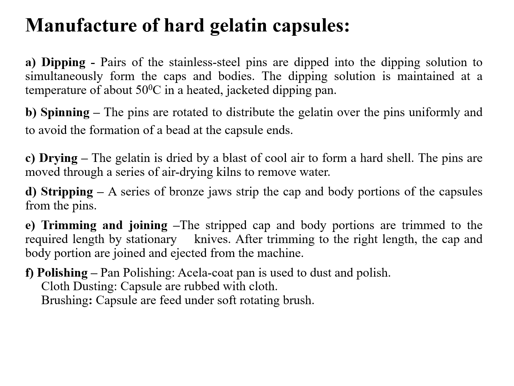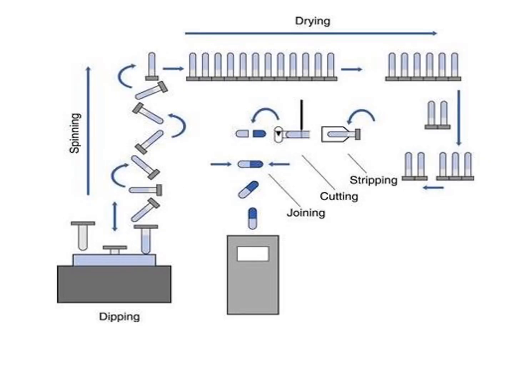Stripping. A series of bronze rows strip the cap and body portions of the capsule from the pins. Trimming and joining. The stripped cap and body portions are trimmed to the required length by stationary knives. After trimming to the right length, the cap and body portions are joined and ejected from the machine. Polishing. Pan polishing is usually done by an Accela Cota pan to dust and polish. Dusting: capsules are rubbed with cloth. Brushing: capsules are fed under soft rotating brushes. This is the diagram of manufacturing of hard gelatin capsules.